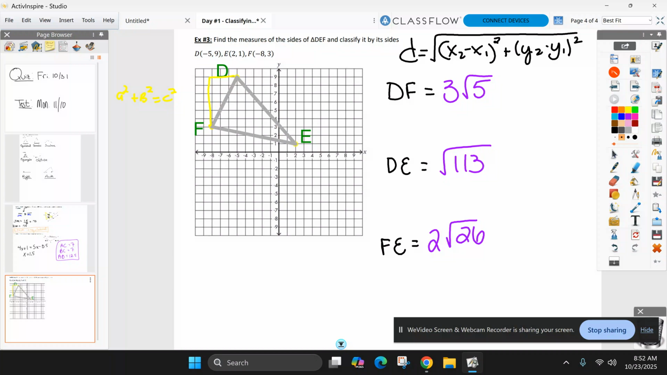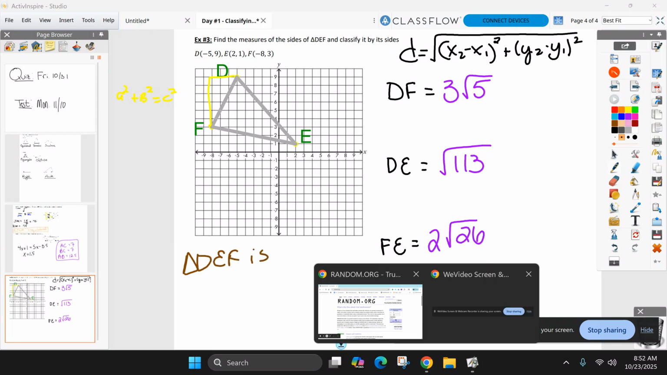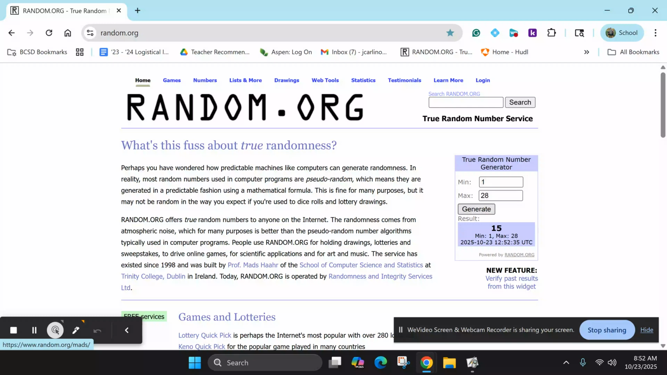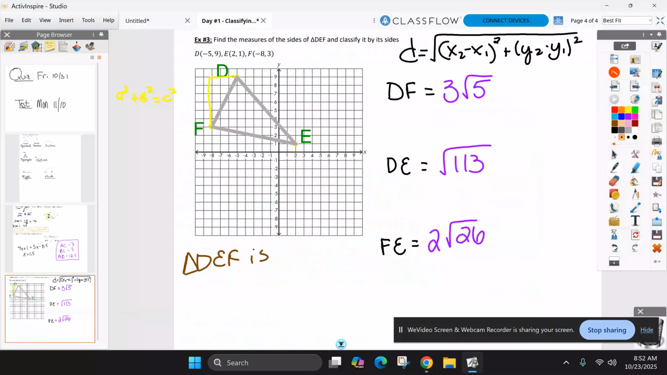All right, so there are my 3 correct side lengths. Any of them the same? No, all 3 sides are different lengths. So we are going to finish this up by saying triangle DEF has all 3 sides different lengths. That makes this triangle what type, Charlotte? Scalene. Everyone good? Why? All 3 sides are different.